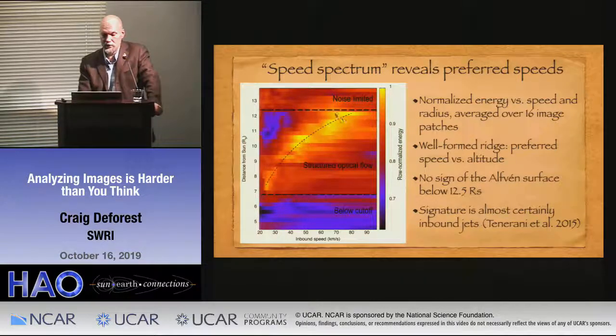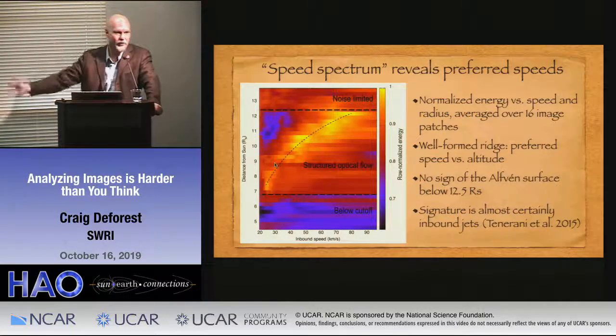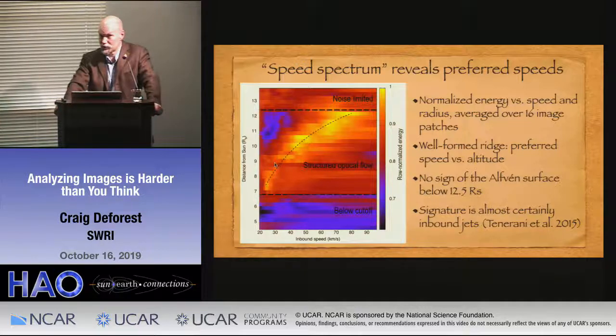So in the original paper, we said, well, there's a preferred range of speeds. What could be preferring a particular speed? It must be inbound waves. We're done. The Alfvén surface is outside of 12 solar radii. Well, since then, we've done this other analysis where we found there's all this density variation. There probably isn't an Alfvén surface per se. It's probably a zone where, I'm not going to get into that. It's probably a zone.